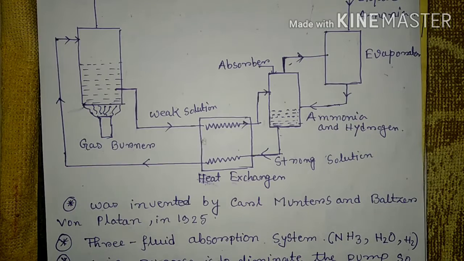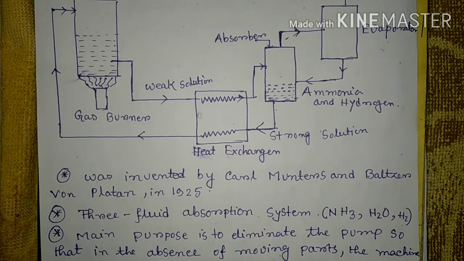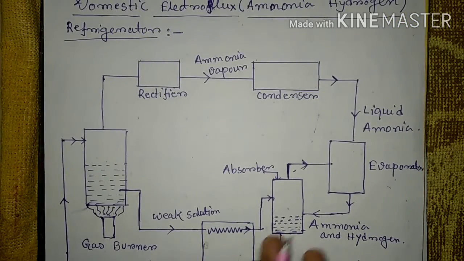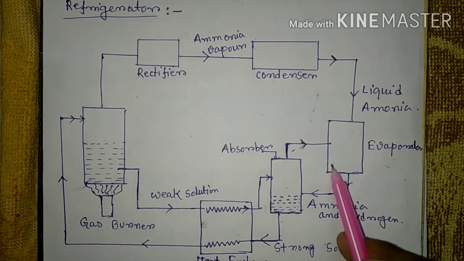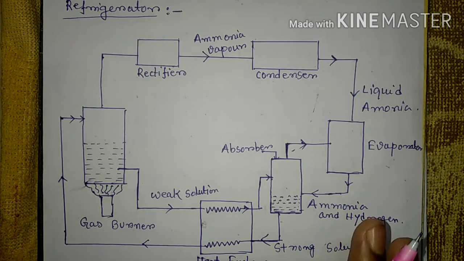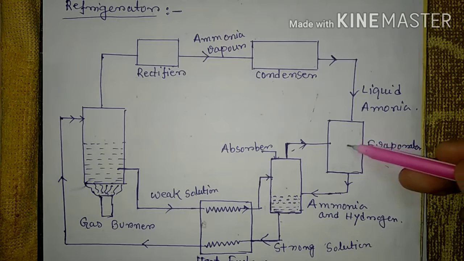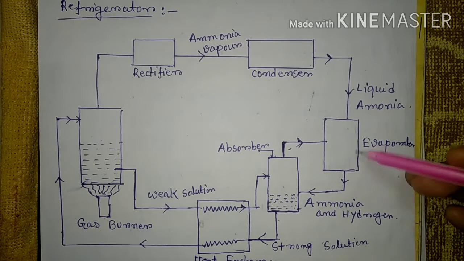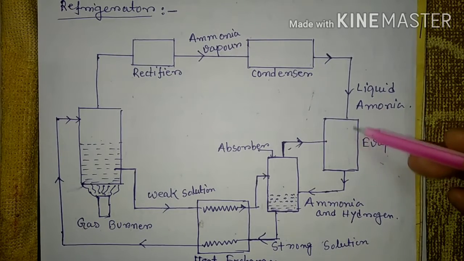The second fluid used is hydrogen. Hydrogen is the lightest gas, and it is kept in the evaporator. Its purpose is to increase the rate of evaporation of the liquid ammonia passing through the evaporator.